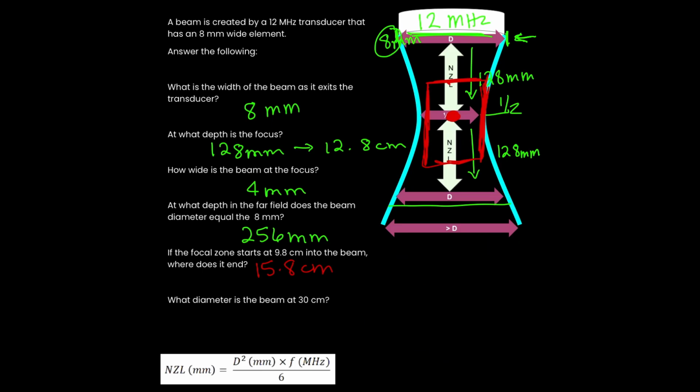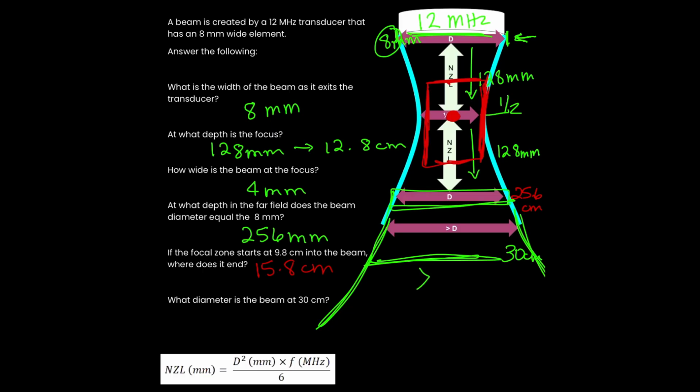Our last question then asks us, what is the diameter at 30 centimeters? The last diameter that we figured out in the far zone had us at 25.6 centimeters here. And so now it's wanting to know, where are we at 30 centimeters? And this is going to be more of a conceptual answer versus a concrete, discrete value. And really all that we need to know is that that beam is going to keep diverging as it leaves the transducer. And so all we need to know is that anything past 2 near zone lengths is just going to be bigger than the diameter. So we know that at 30 centimeters, the beam is just going to be more than 8 millimeters in width.